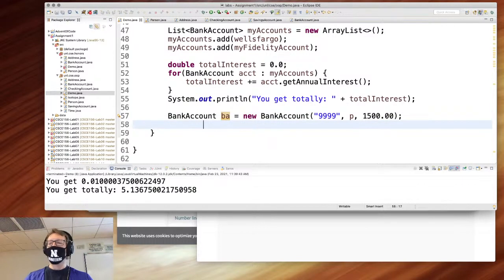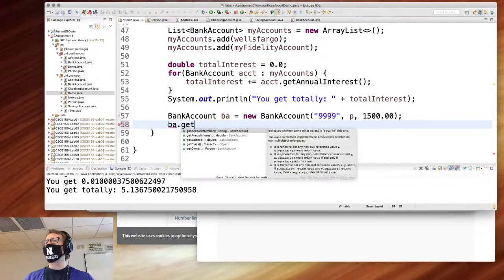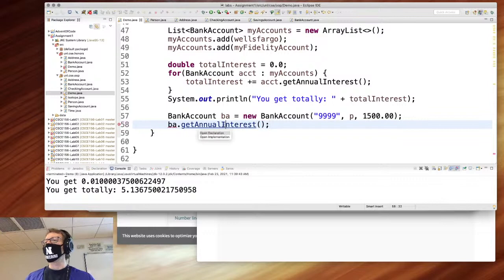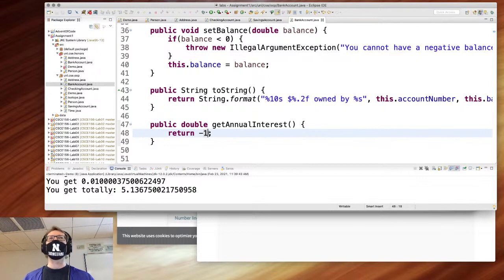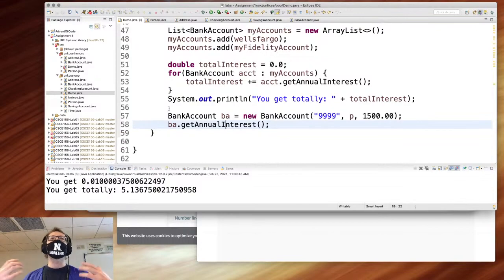Remember, BA dot getAnnualInterest. Is that well defined? I mean, I just threw out -1 as a flag value indicating I don't know how to compute this, because if you've got a checking account, that's done daily. If you've got a savings account, that's done quarterly, right? If you've got a CD, that's done yearly, right? Or a specific type of account, you've got specific type of behavior. But this general bank account, I don't know how to do this. Should I be allowed to create this generic thing and then use it?